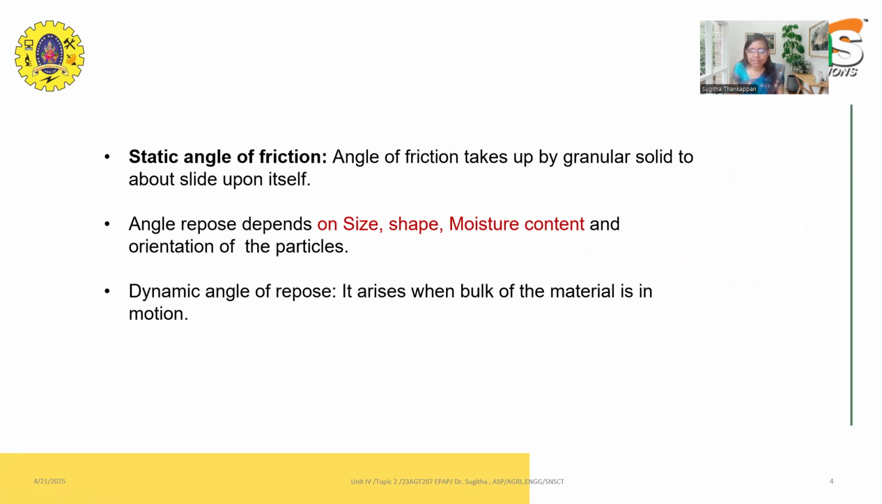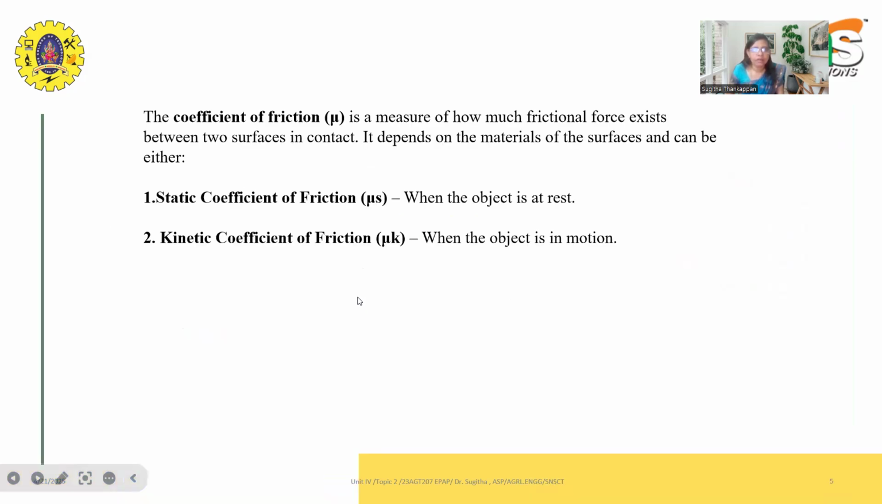Suppose a product has more moisture content, what happens? The weight will be more, the mass will be more. When the moisture content is less, it is more towards the dried stage and the movement will be influenced by this. The dynamic angle of repose arises when the bulk of the material is in motion, that is, in the moving phase.